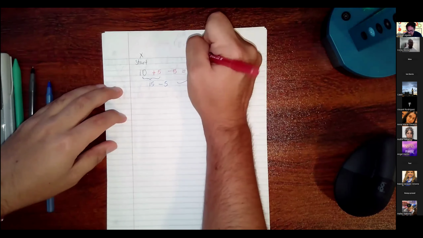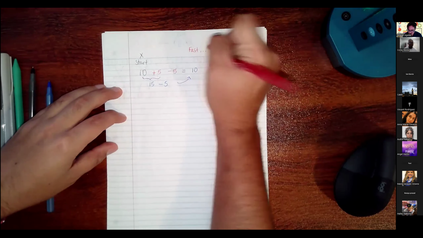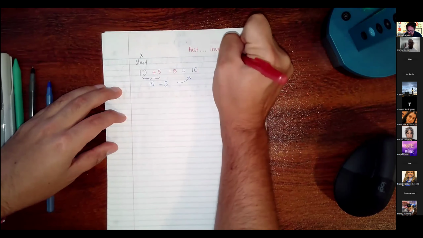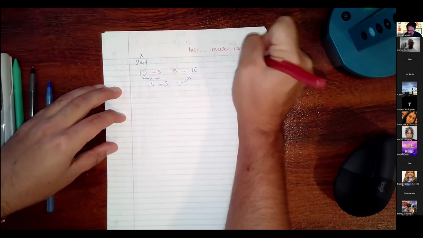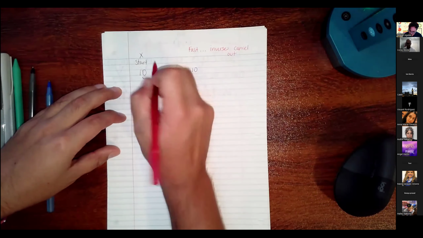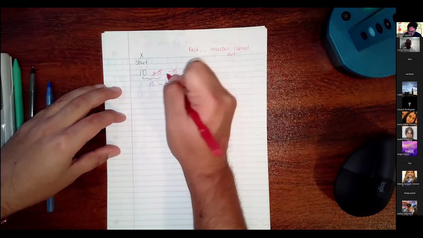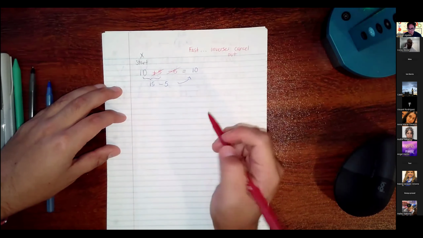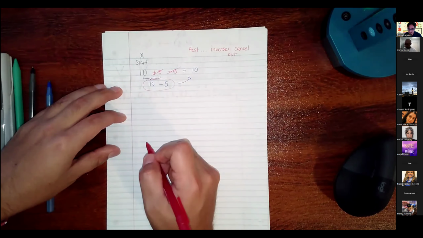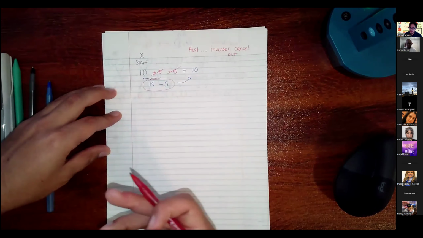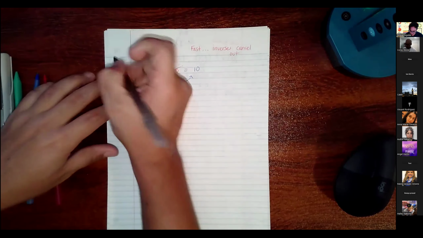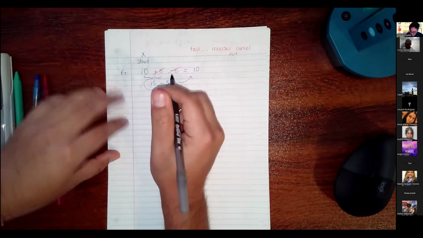But the fast way to do this is using your knowledge of inverses. Inverses cancel out. So if you know that adding 5 and subtracting 5 cancel out, you could have just said, oh, this is just 10. And you didn't have to go through all of this extra work. So computationally, this is just faster to use this idea of inverses. Okay. So that might be example 1.